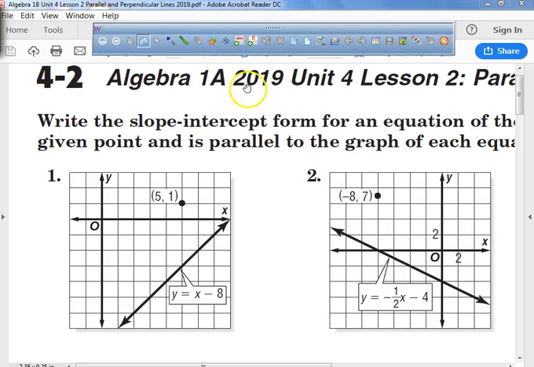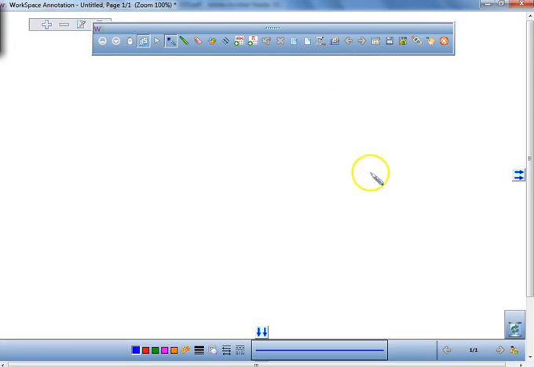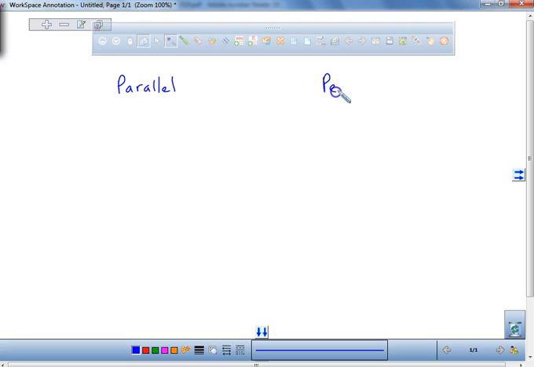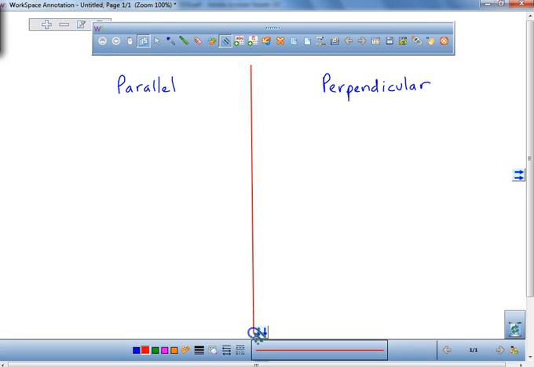Today we're going to be talking about parallel lines and perpendicular lines. What I'd like you guys to do is write in your journal, parallel and perpendicular. We're going to write down a couple of symbols that mean parallel and perpendicular, so you don't have to write parallel and perpendicular all the time. So make a little chart, just like this.